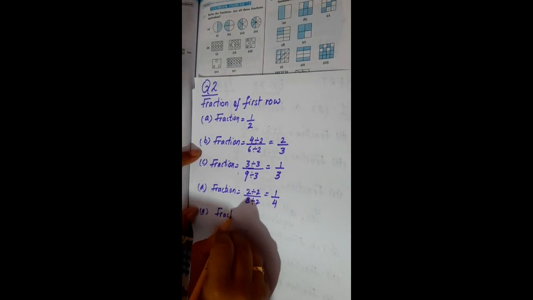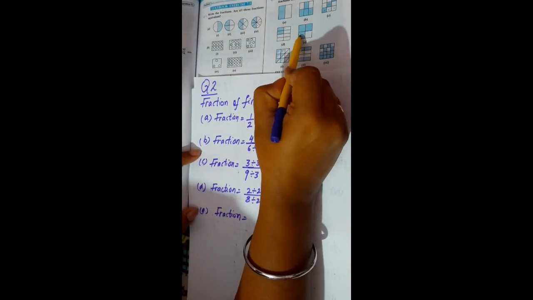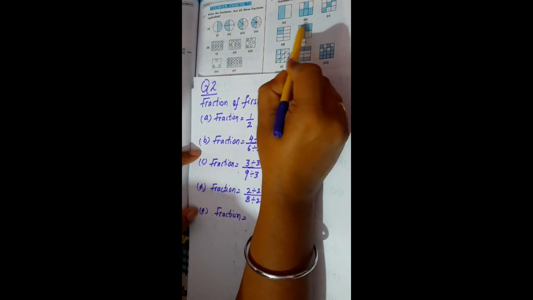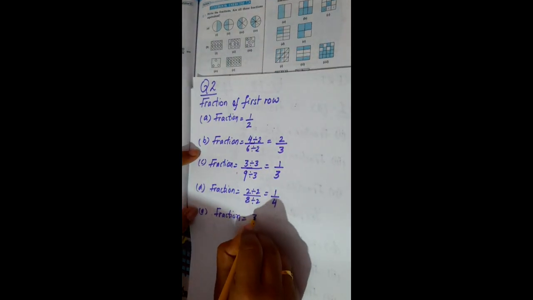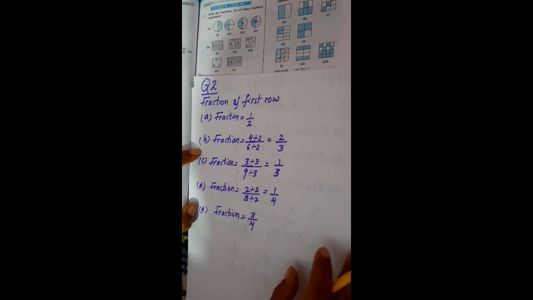So next we have E part. In E part, we have 4 equal parts, 1, 2, 3, 4. And out of 4, 3 parts are shaded. So your answer is 3 upon 4. This is already in reduced form, 3 upon 4.